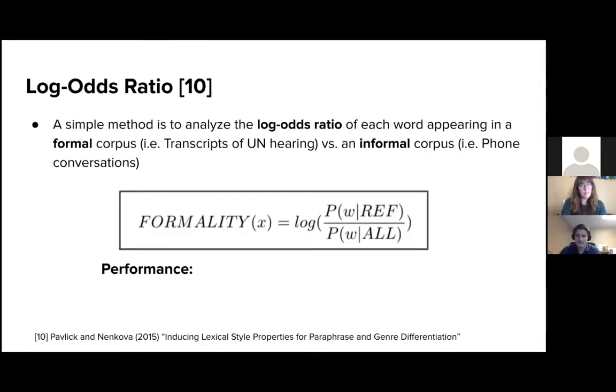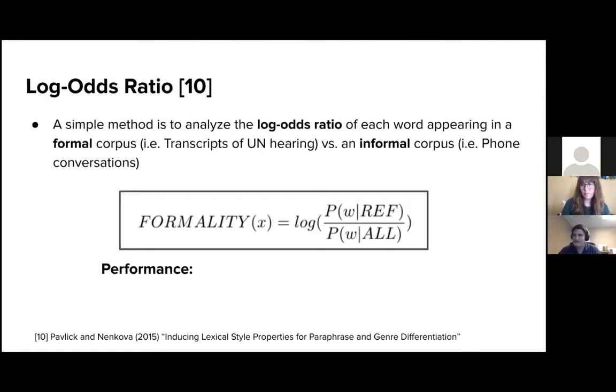One simple way to do this, which was developed here at Penn, is to take the log odds ratio of words. We have a corpus of formal speech, say a bunch of transcripts of the UN, and an informal corpus, i.e. some phone conversations. We take each word in a sentence and check: is it more likely to appear in the formal corpus or the informal corpus? We do that by log probability. If it's more likely to appear in the formal corpus, we give it a score of more formal, and if it's more likely to appear in the informal corpus, it's more informal. Then we average all of the scores and we get a formality rating of the sentence.